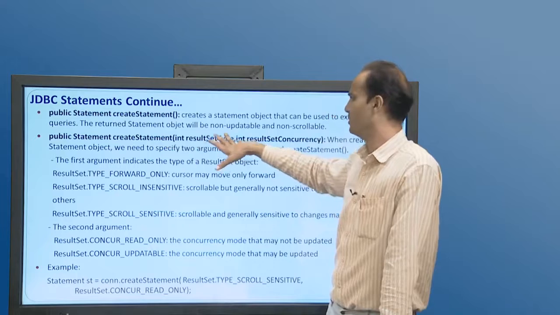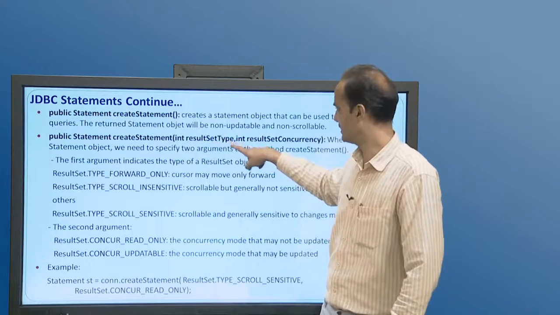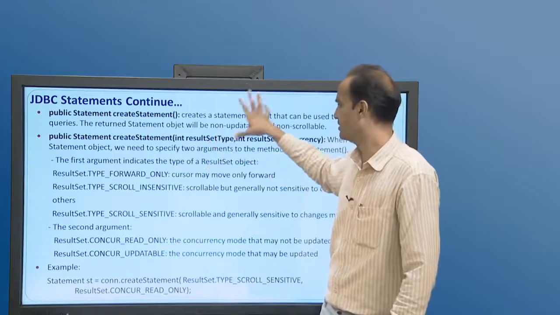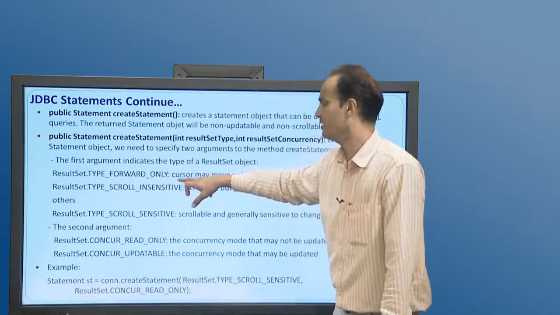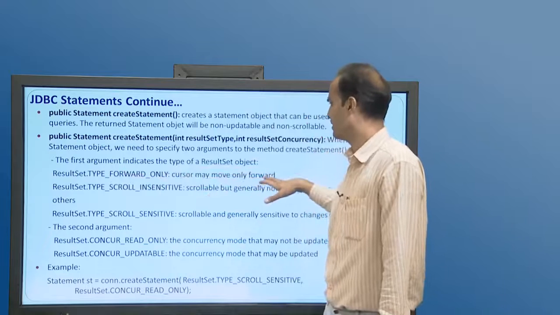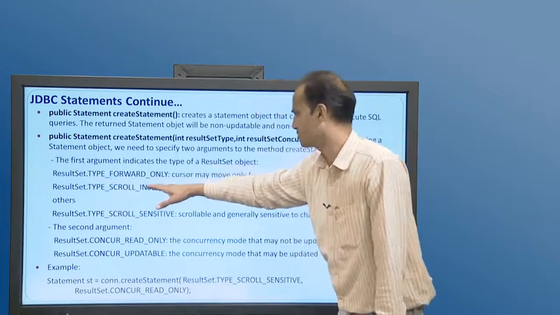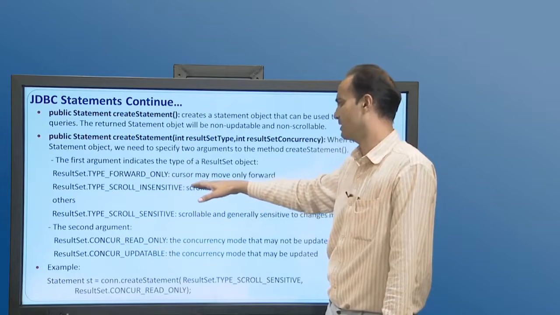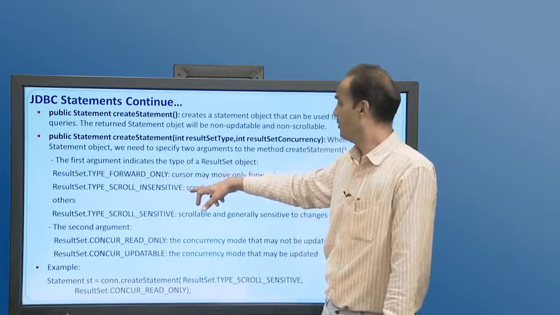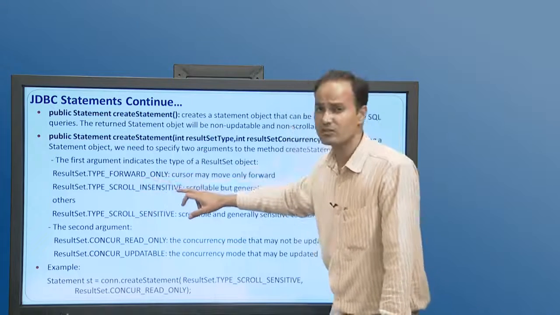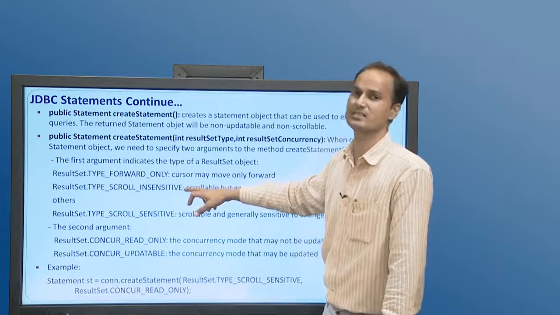Both are constants. The first one is result set type. In result set type you can pass either ResultSet.TYPE_FORWARD_ONLY, which just provides a cursor that will move forward only. You can pass ResultSet.TYPE_SCROLL_INSENSITIVE. What does it mean? It indicates that the result set returned will be scrollable, but it is not going to be affected by update queries or update statements, so it is insensitive.